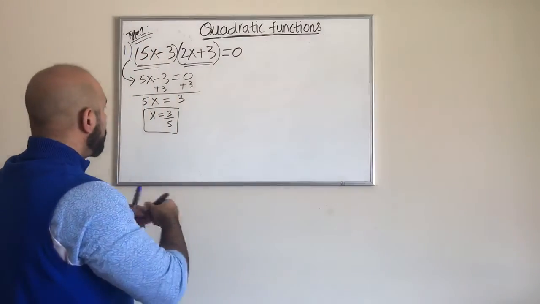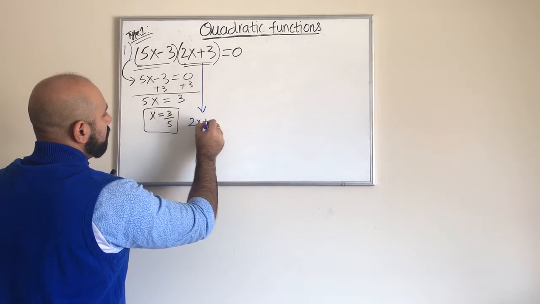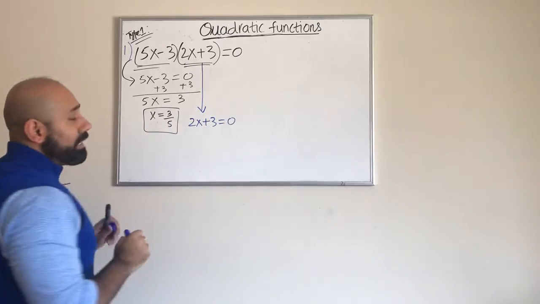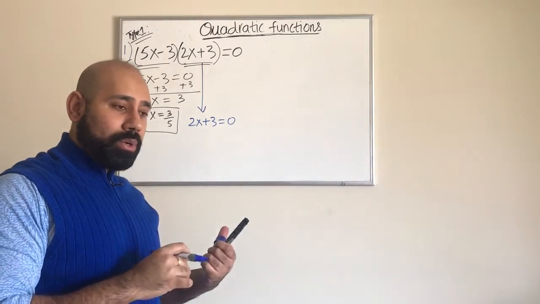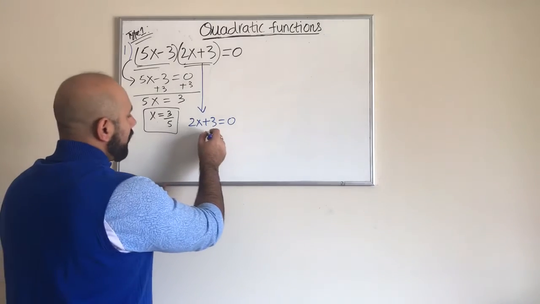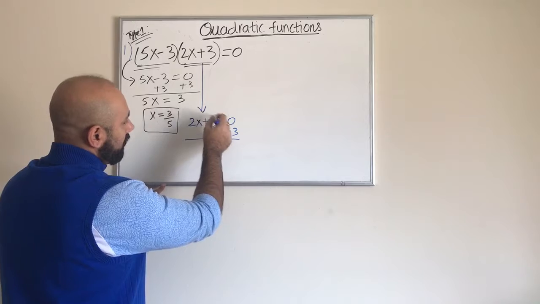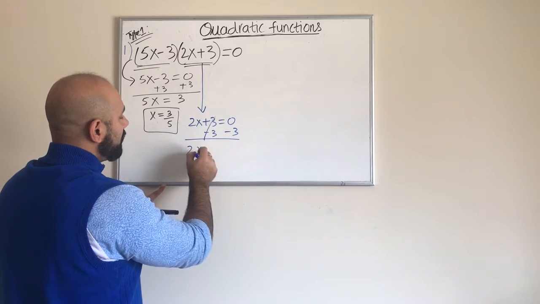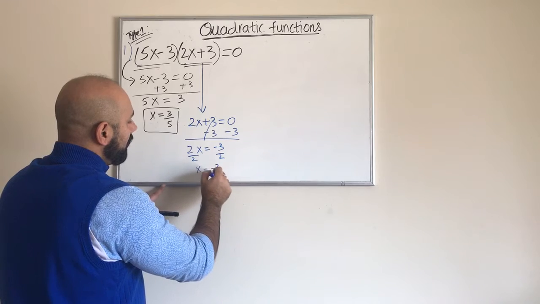Now to find the other solution, we can set this other equation, 2x plus 3, equal to 0. And that is what the zero product property says. You set the first one equal to 0 as well as the second one. So when you set this equal to 0, again you subtract 3 from both sides, because we want to get rid of the positive 3. This crosses out. I have 2x equal to negative 3. Dividing both sides by 2, I get x equal to negative 3/2.